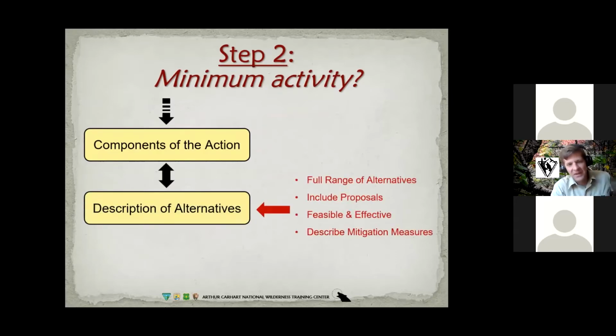Then you're going to provide a description of your alternatives. So you're probably going to have a full range of alternatives. There may be 2 or 3, or there may be more. And then you're going to describe what the components are in each one of those alternatives, and they may vary. So that's why you see that arrow going up and down. It's sort of an iterative process. As you're thinking of alternatives, you may add or delete components for that given alternative. And you need to determine that they're feasible and effective. And then also you're going to describe mitigation measures. Next slide.